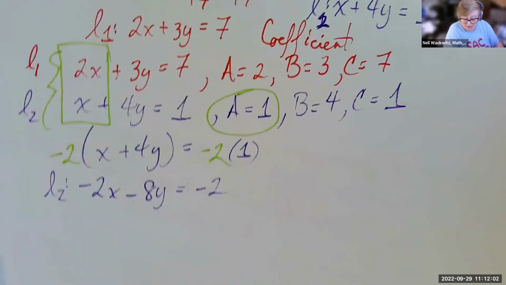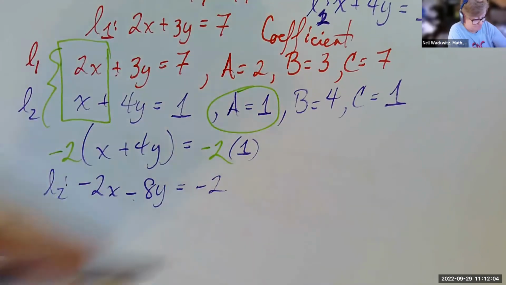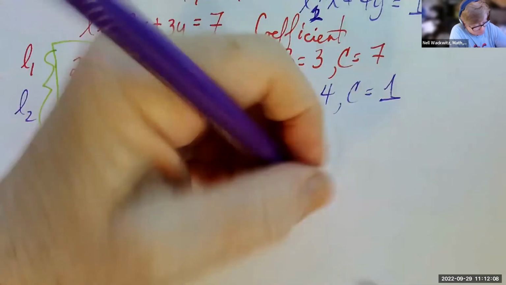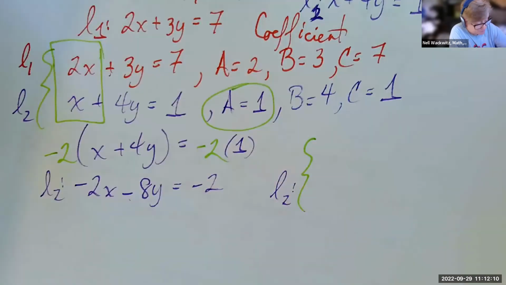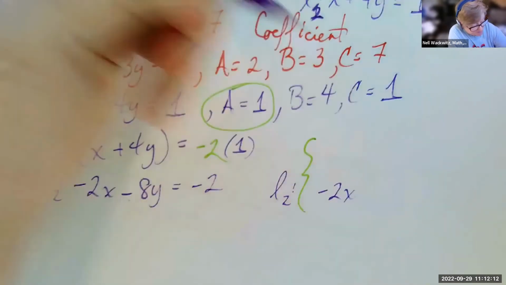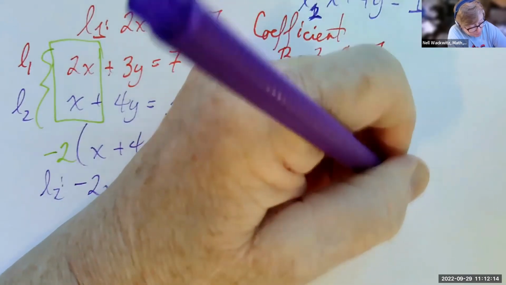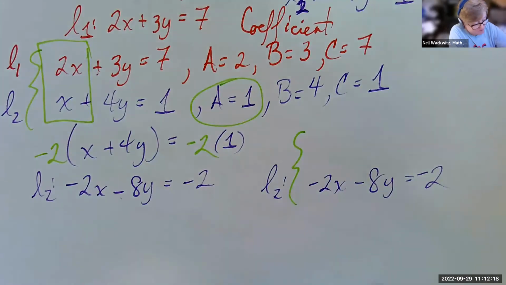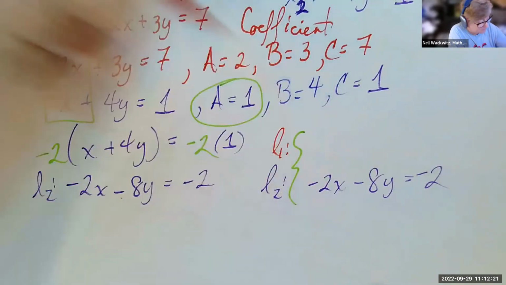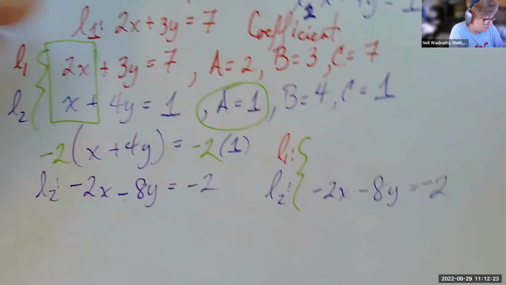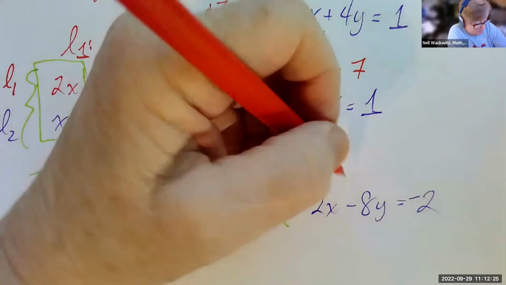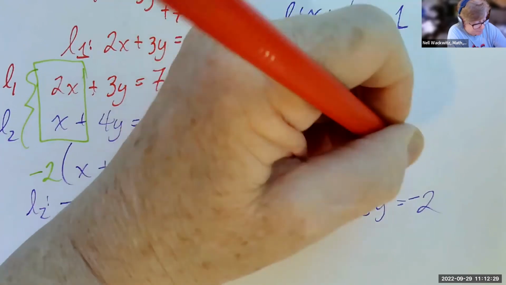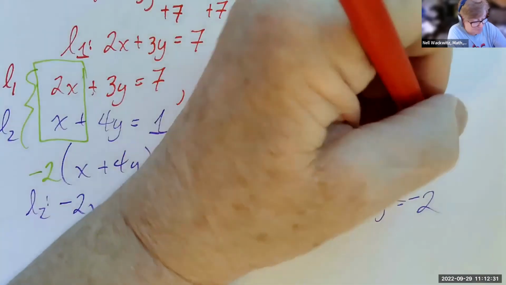So our system now looks like line 2 is -2x minus 8y equals -2, and line 1 is 2x plus 3y equals 7.